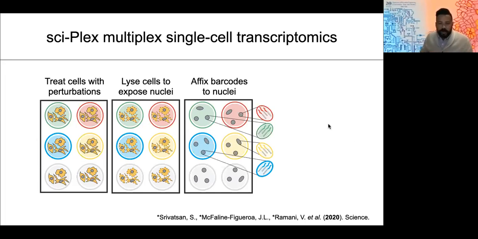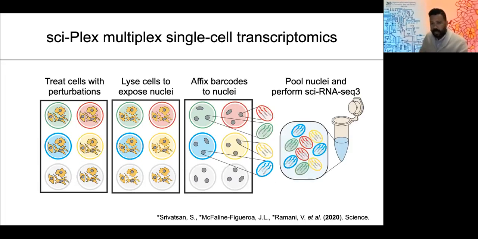And each one of these oligonucleotides has all of the goodies that you need in order to be captured by a single-cell RNA-seq, as well as a barcode that's going to relate back for every nucleus, for every cell, which well, and therefore which condition a cell was exposed to. Now, this then allows us to pool all of these nuclei together and perform one single-cell RNA-seq experiment. So now we can parse that large throughput across a large number of different conditions.